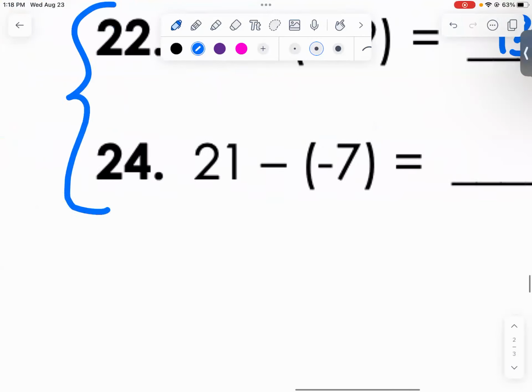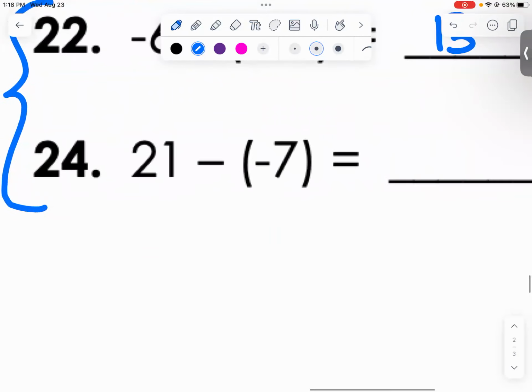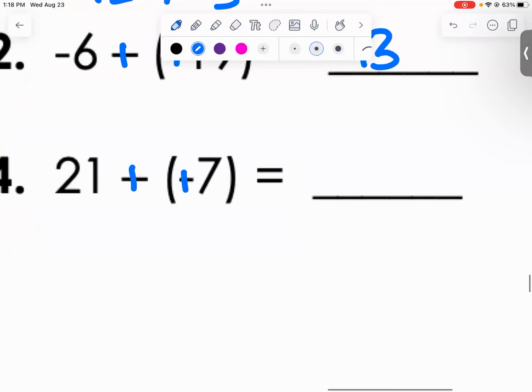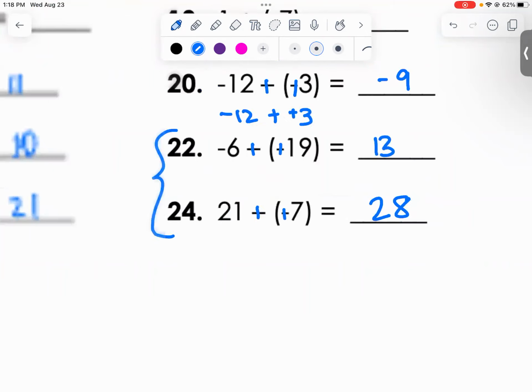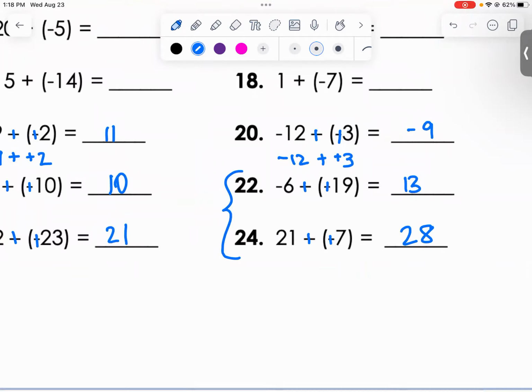Okay. All right. Alejandra, how do you rewrite number 24? 21 plus a positive 7. Good. Everybody, what's 21 plus 7? 28. Yeah. All right, this is what we're going to do.